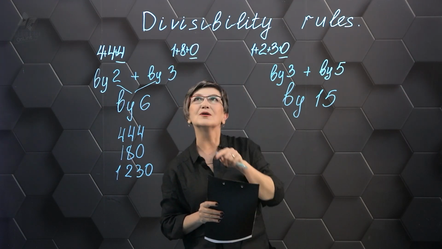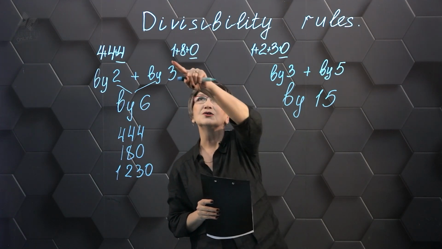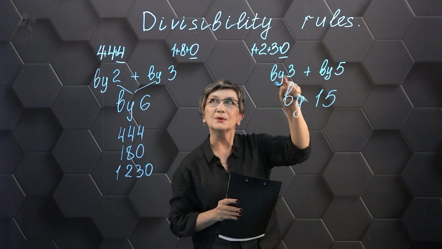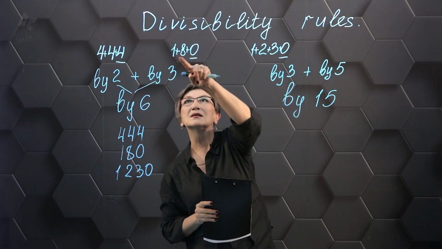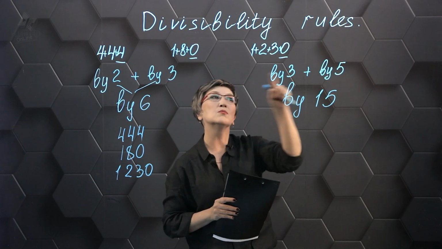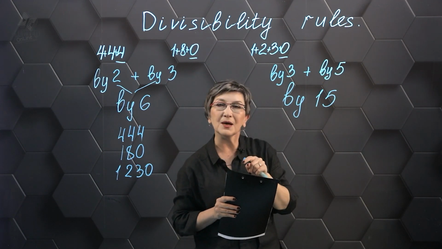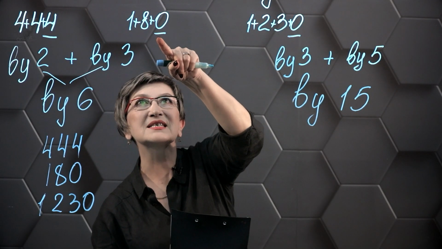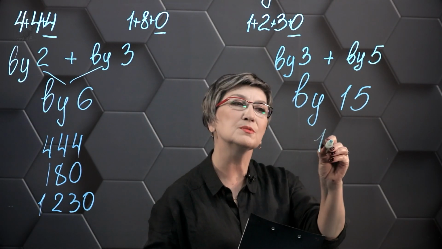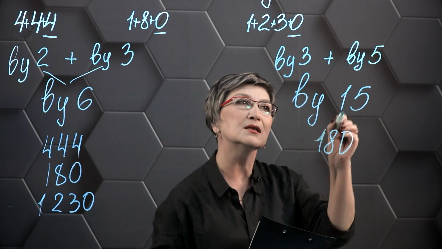The next number is 180. 180 can be divided by 3 because the sum of the digits equals 9. 180 can be divided by 5 because the last digit is 0. Then the number 180 can be divided by 15 without a remainder.